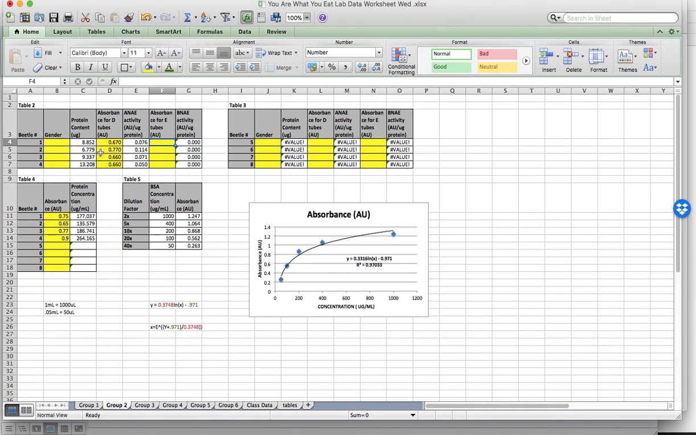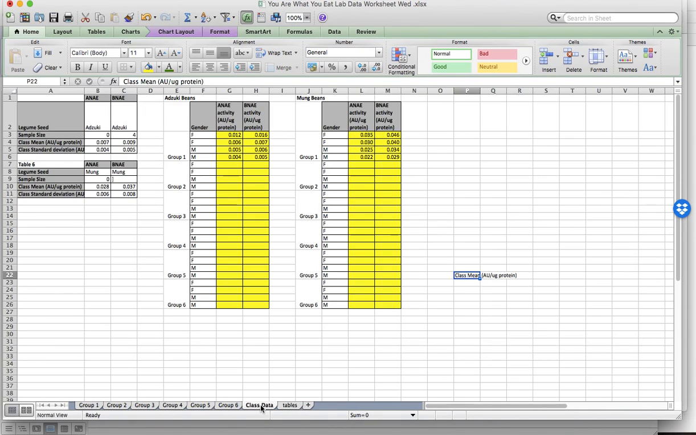Okay? Once you get that data, I want you to copy all of the data back into your lab book so you have it for yourself, and then move on to the class data. In the class data, I want you to input the activity per microgram of protein into this column, for the Azuki bean and the mung bean, okay? So please fill it into the group number that you are in.